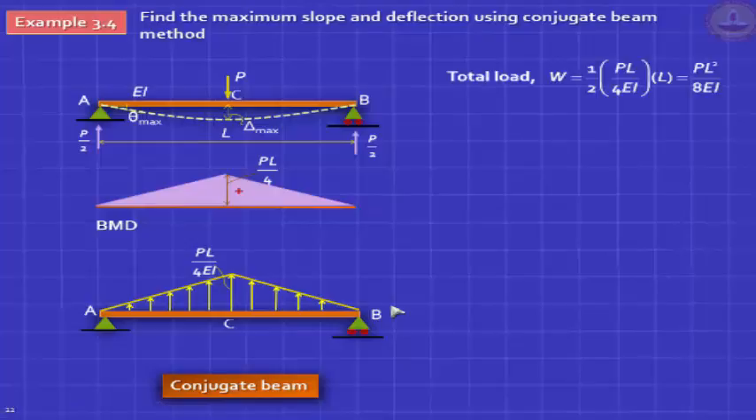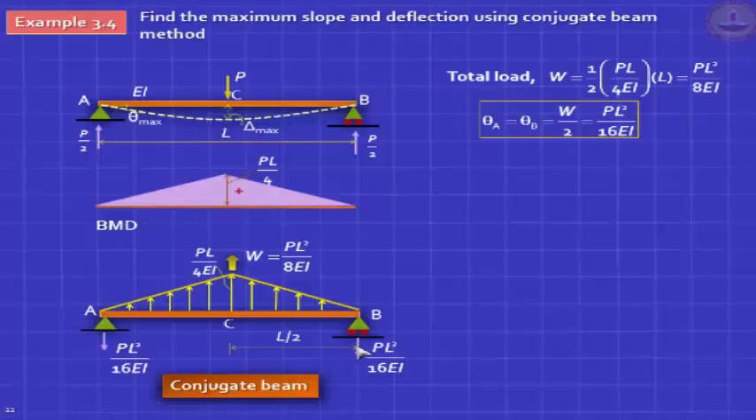What's your total load? Well, that's the area of this triangle. Area of the triangle is half the span into the altitude. So it's very easy to get, PL squared by 8. Half of this will come here, half will come there. And straight away you got the first answer, theta max, which is theta A, theta B, is PL squared by 16 EI. One answer you got.